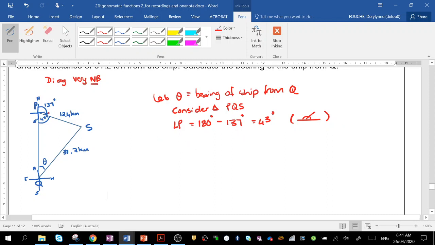Okay, so now we've got a known angle inside our triangle, a known opposite side. We have an unknown angle, but we also have a known other opposite side, which means we can use our sine rule. So, using the sine rule, we're going to say that sine Q over Q is sine P over P is sine S over S.